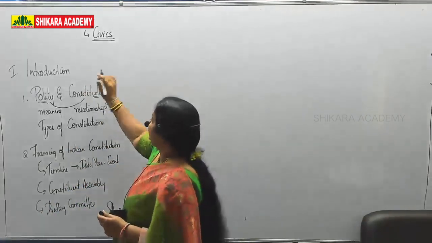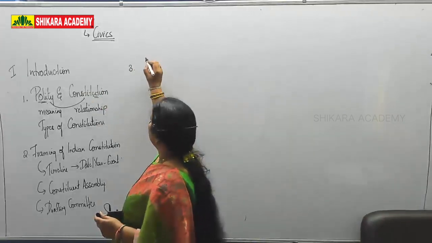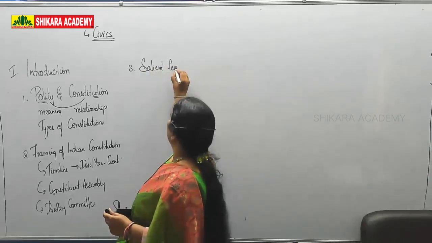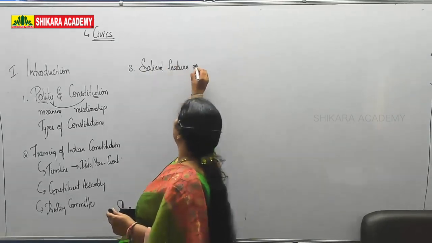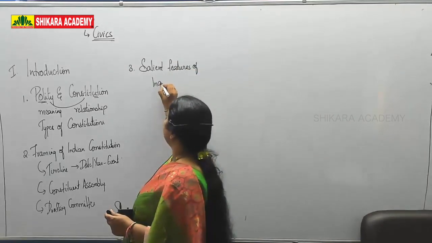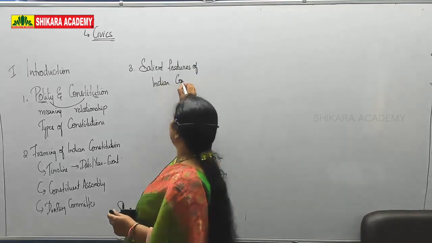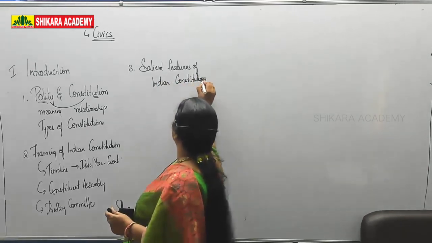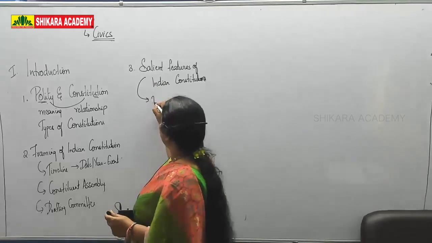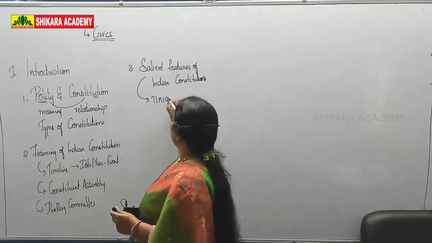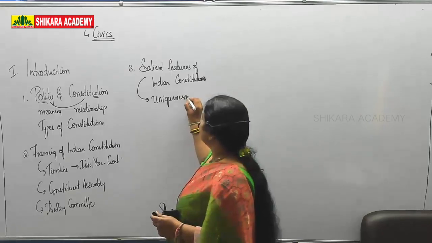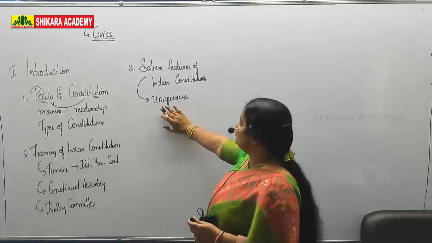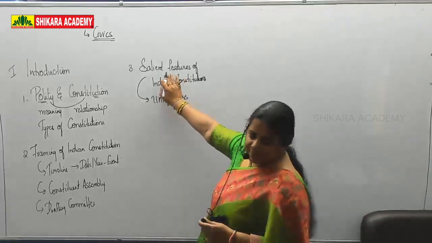Once we are done with this, in the introduction, the third part will be salient features of the Indian Constitution. Now what do you mean by salient features? Basically, salient features means those features of the Constitution that will tell you how the Indian Constitution is different from other constitutions. In simple words, how is our Constitution unique? How is it different from other constitutions? The uniqueness of the Indian Constitution is because of salient features.